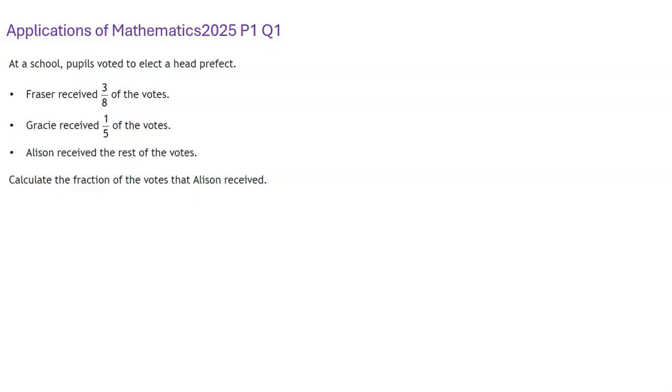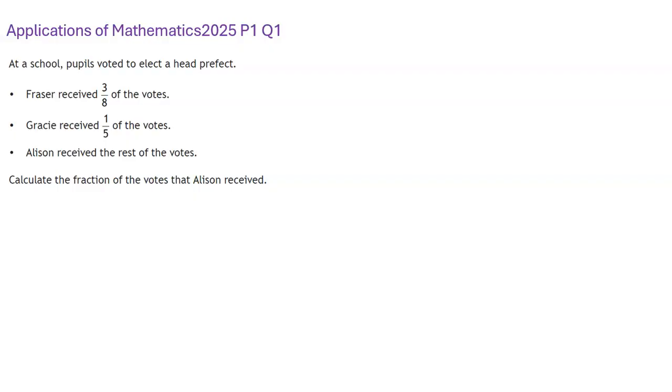Well, in this case, what we've got to do is find the fraction of votes that Alison received. Now, there's 3 candidates, Fraser, Gracie and Alison. We have to figure it out from there. So I'm going to let you have a look at that and have a crack. Then we'll talk about it.